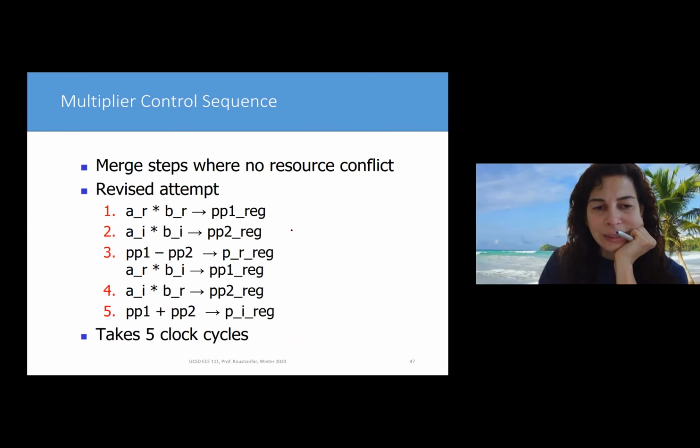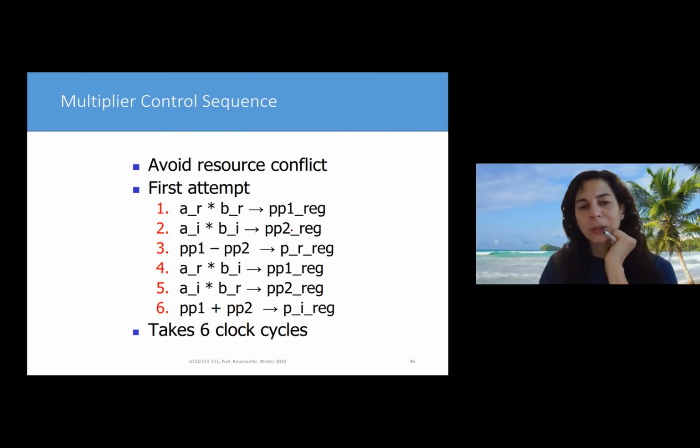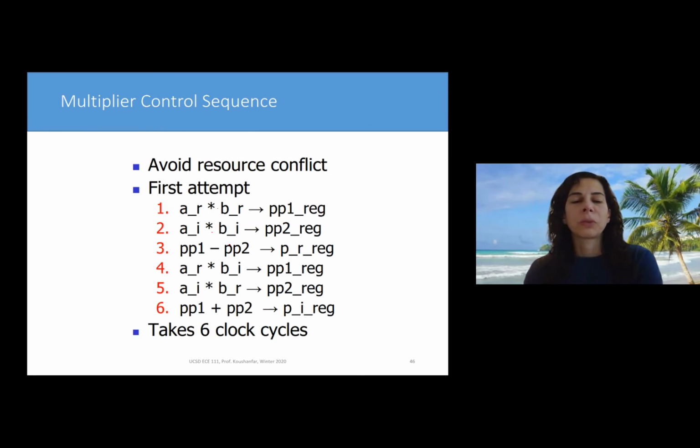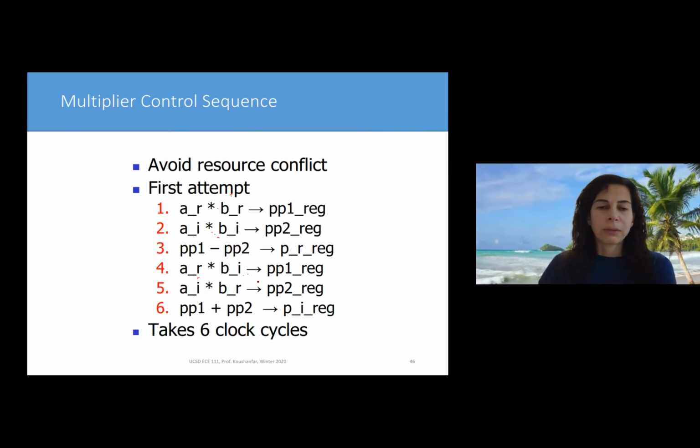And the answer is yes, because, as you see here, we have one multiplier and one adder. What that means is that here the adder cannot work because it's waiting for the results of these two first registers to complete. But at this stage, we have the real part times the imaginary part of A and B.